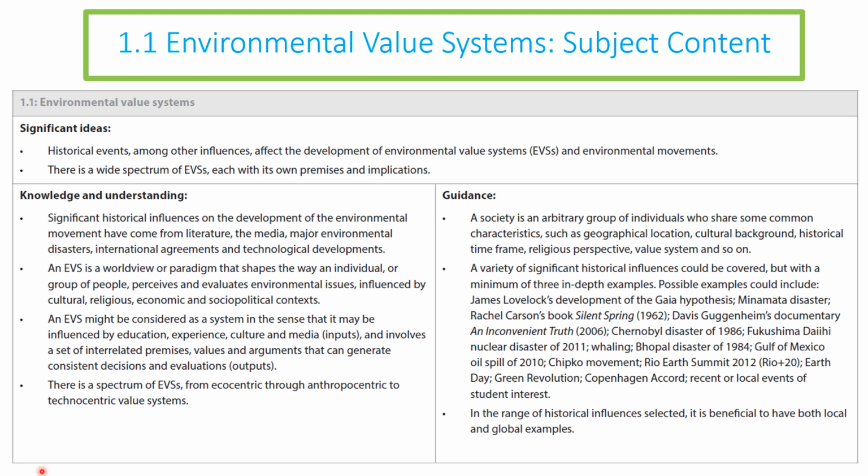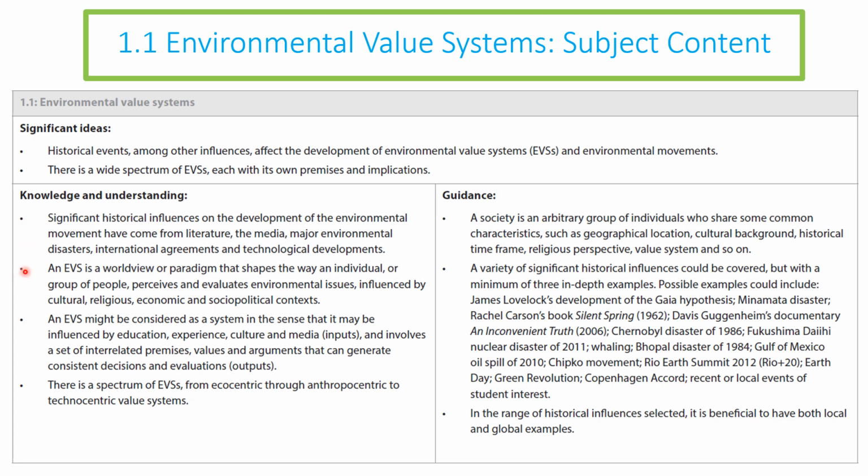So you can see here that you need to be able to talk about historical events amongst other influences that affected the development of the environmental value systems, and you need to be able to look at the wide spectrum of environmental value systems, identifying which one each is and being able to compare the two. So this could be historical events from major environmental disasters to media publications to technological developments.